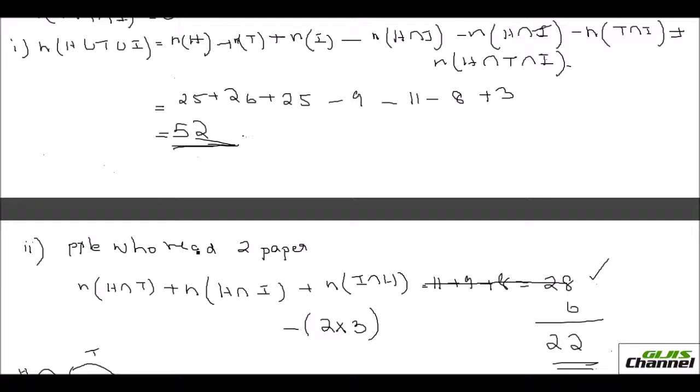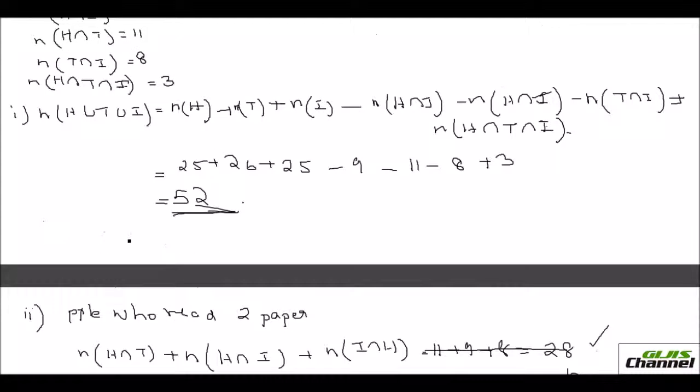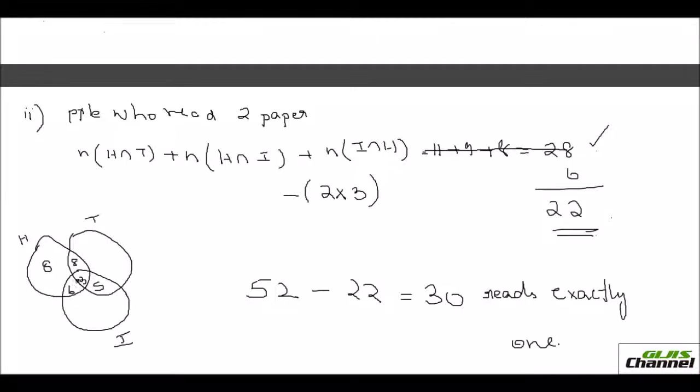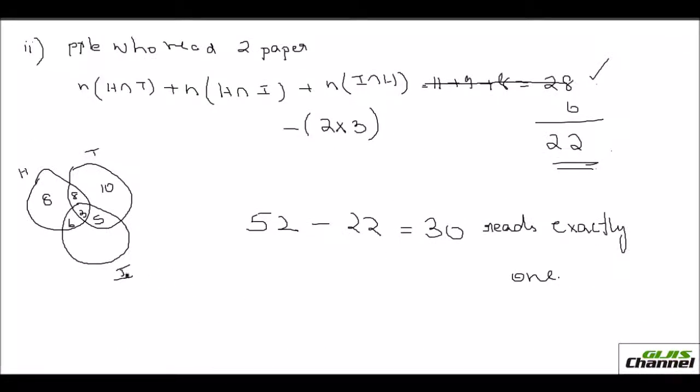Now what is N of H? N of H is 25. Here you already have a few, the rest you can write here. So this is 9, 9 plus 8 is 17. So of the 25, you have 8 here, okay? And N of T is 26. Here you already have 16, so you are left with 10 here. Then again N of I is also 26. You're left with 14, right? Just add these up to get the answer.